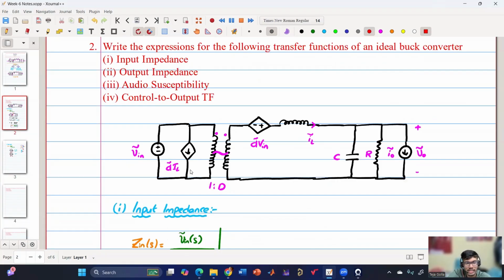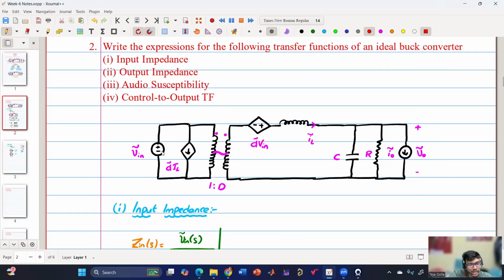D tilde and V in tilde are zero. The transformer primary will be short circuited. Which one will be short circuited? The transformer primary. Similarly, the secondary V part will be shorted, and this will be open.